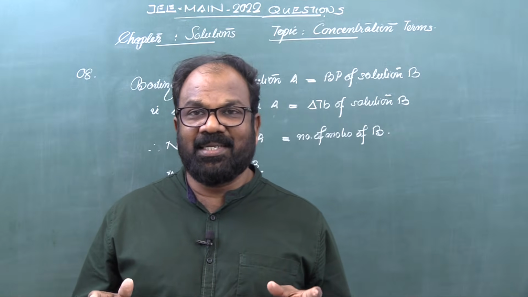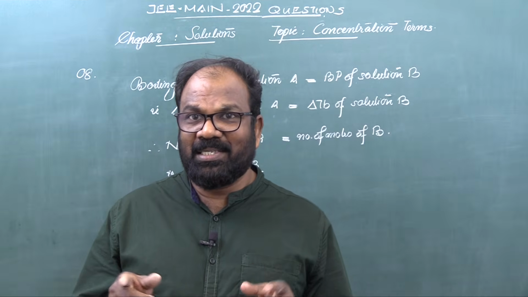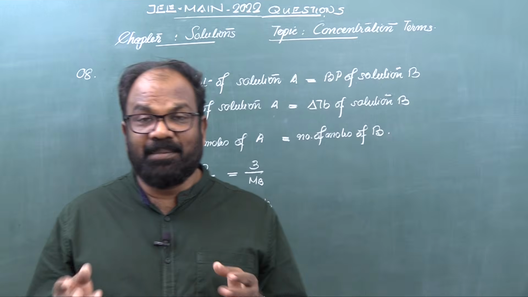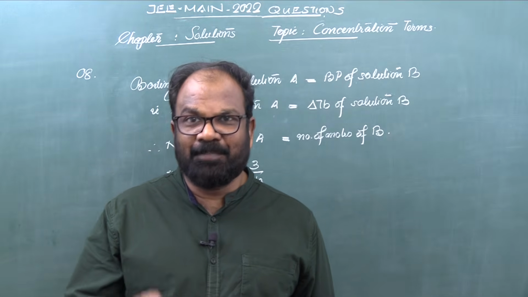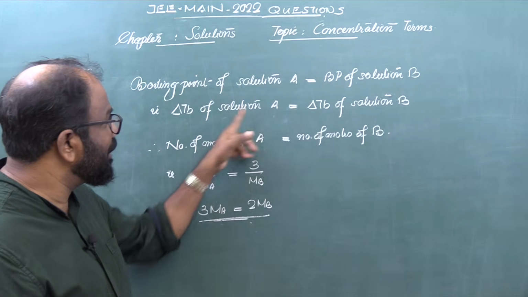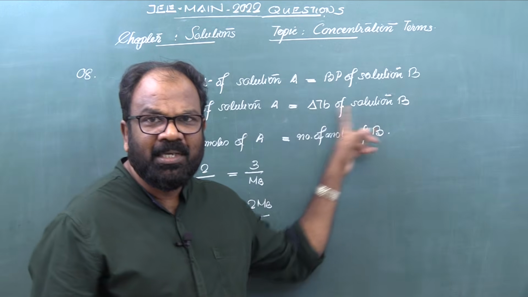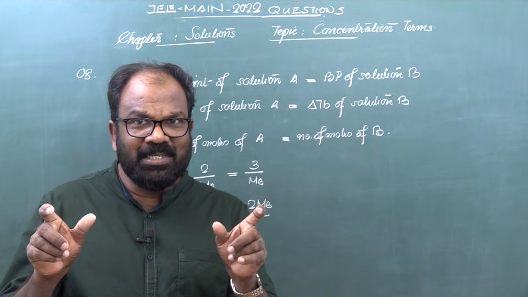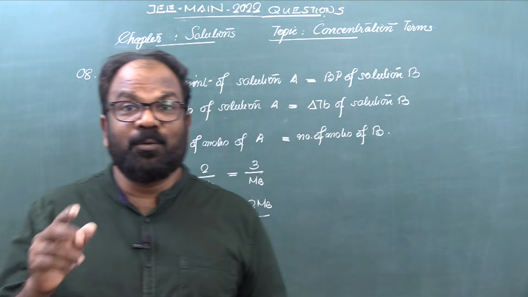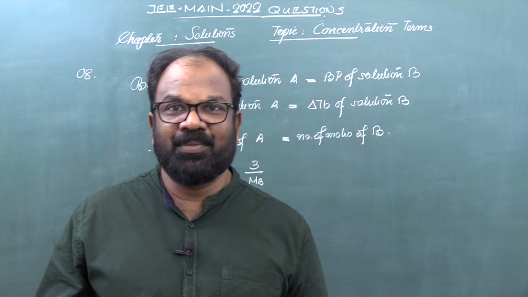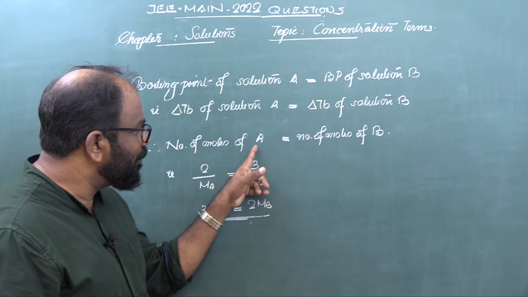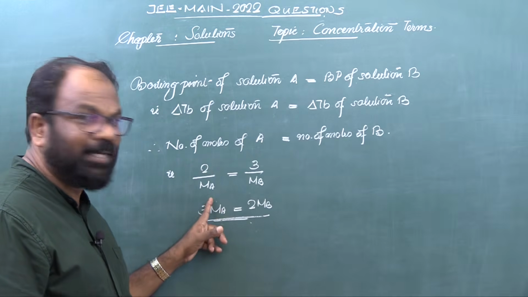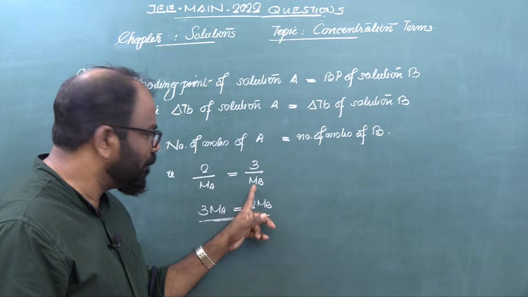Listen, this question states that two solutions of non-electrolytes A and B have same boiling points. If two solutions have same boiling point, then their delta TB will be same. That is, delta TB of solution A is equal to delta TB of solution B. Delta TB is the elevation in boiling point, which is a colligative property. If two solutions have same colligative property, then the number of moles of solute in those solutions will be same. That means number of moles of A is equal to number of moles of B. Number of moles of A is 2 divided by molecular mass of A. Number of moles of B is 3 divided by molecular mass of B.